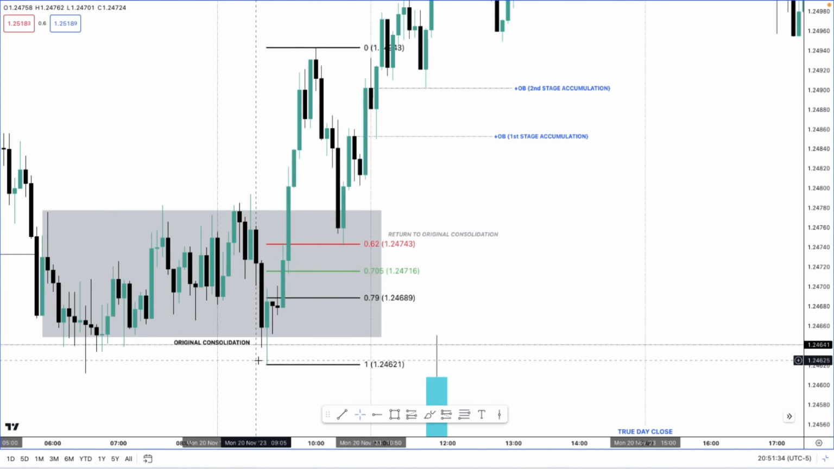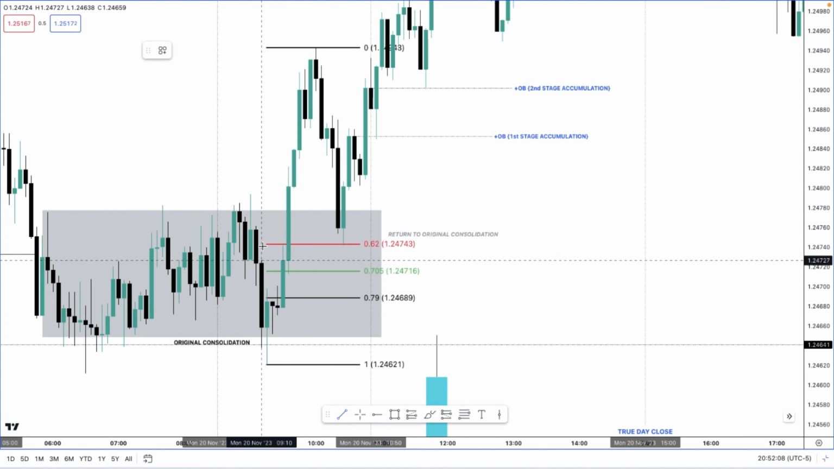So I try to show you OTE. I try to show you return to original consolidation. I try to show you model 2022: sell side below this low gets taken out, swing high gets taken out with displacement, fair value gap gets traded back to. So I tried to teach you model 22.